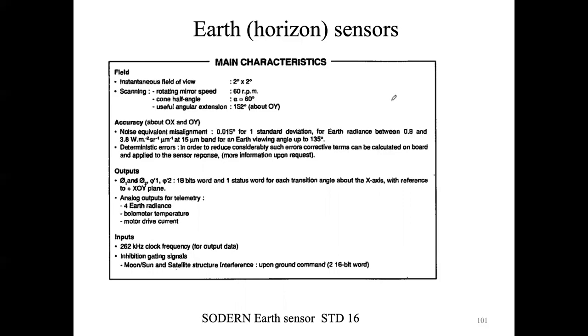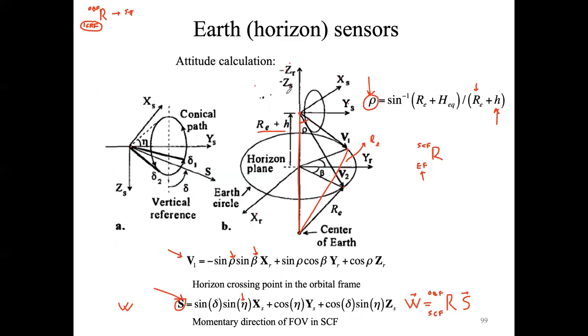I understand that it is really important for a comprehensive understanding. So the main point here is that the Earth sensors give you the possibility to determine uniquely the roll and pitch axis of the spacecraft. The accuracy they usually reach is a fraction of a degree, for example, 0.015 degrees. And the main error sources for the Earth sensors are given, for example, by this parameter H equipotential.